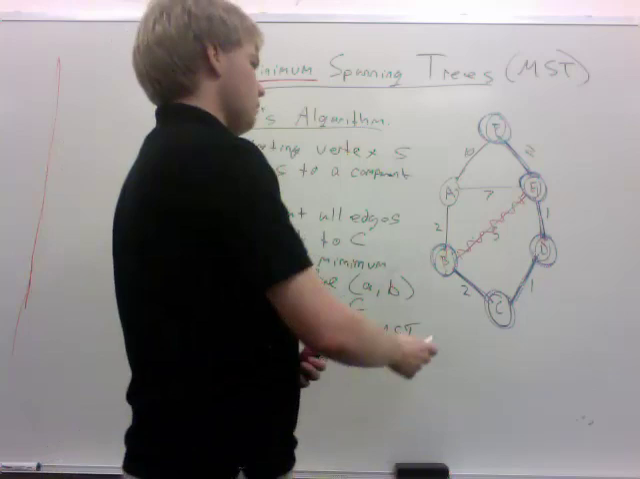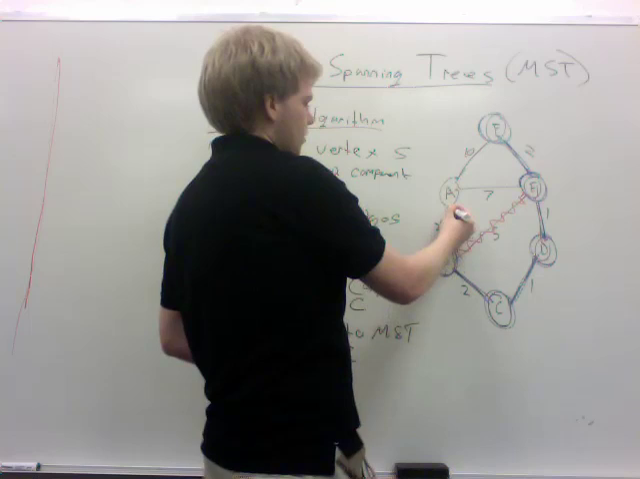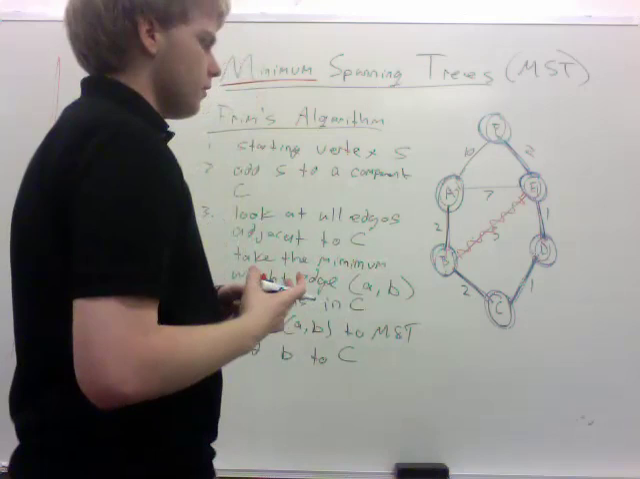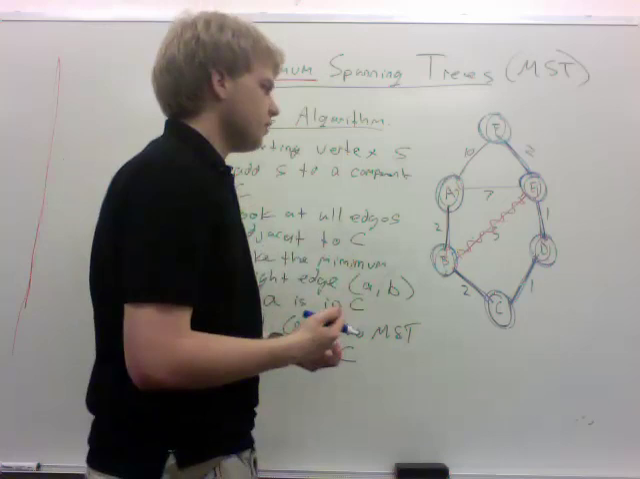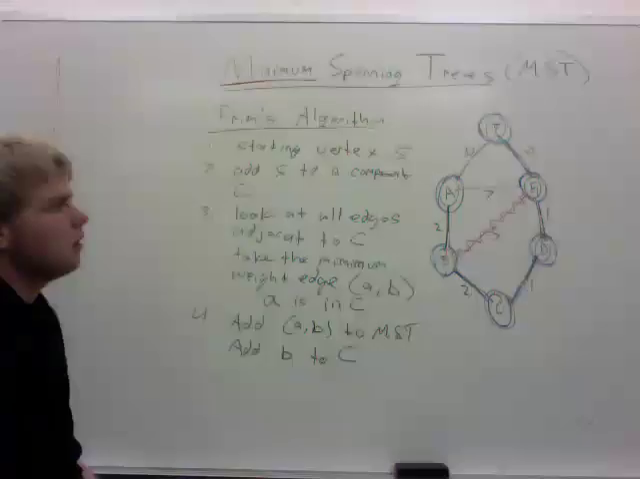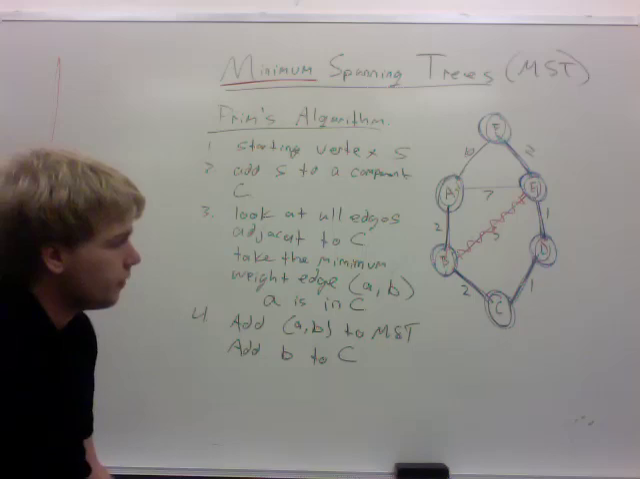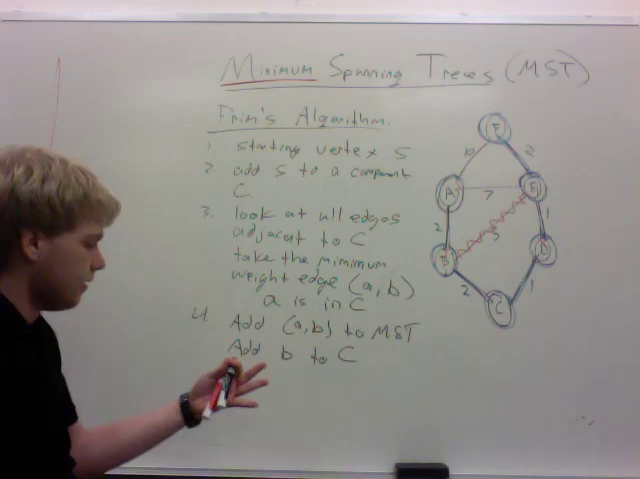Now we consider 10, 7, and 2, and 2 is the least weight. So we take this edge, we add it to our component, and now everything's in our component, so we've found the minimum spanning tree. Or we've chosen n minus 1 edges, so now everything's in our minimum spanning tree. Either condition works. You can see that that found the minimum spanning tree just fine. So this is the basic algorithm for Prim's.